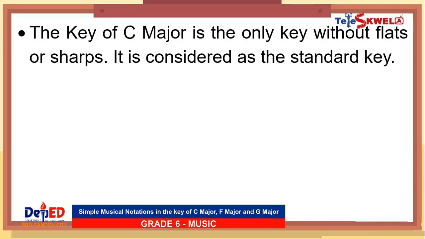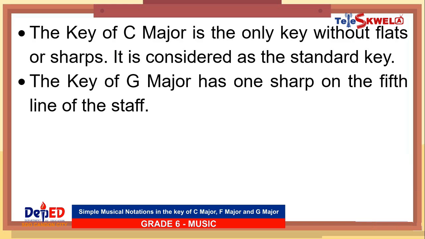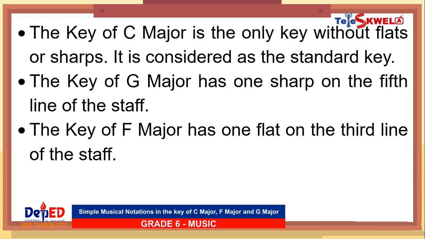The key of C major is the only key without flats or sharps. It is considered as the standard key. The key of G major has one sharp on the 5th line of the staff. The key of F major has one flat on the 3rd line of the staff.